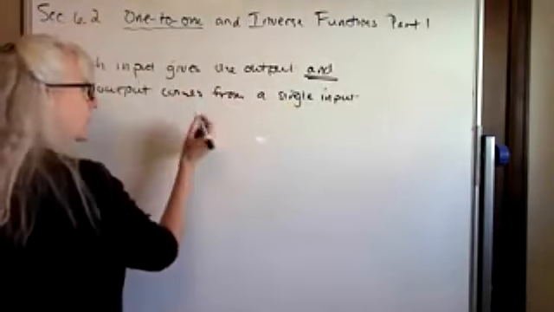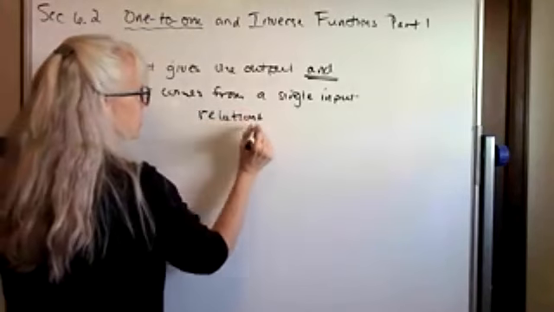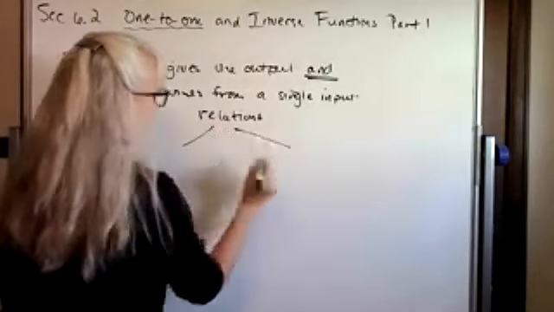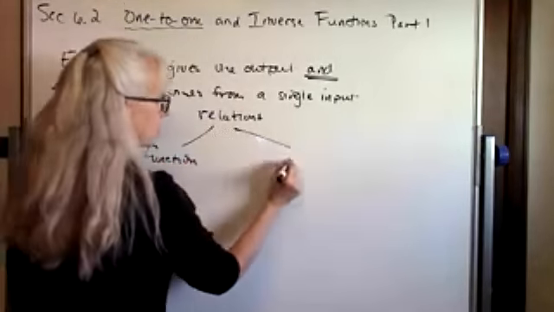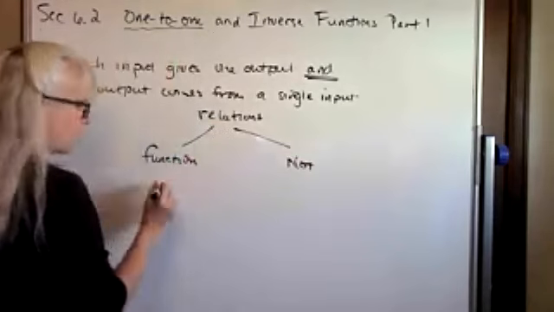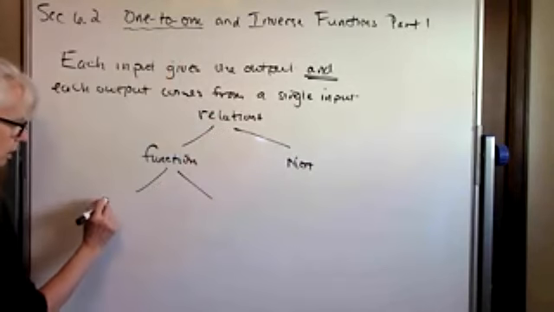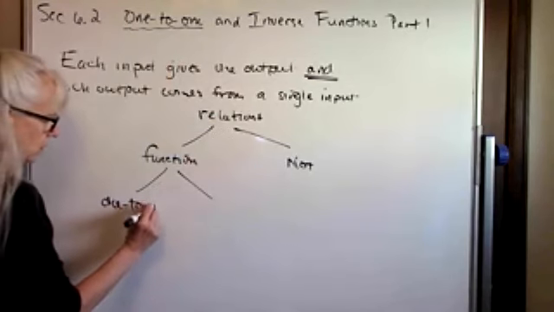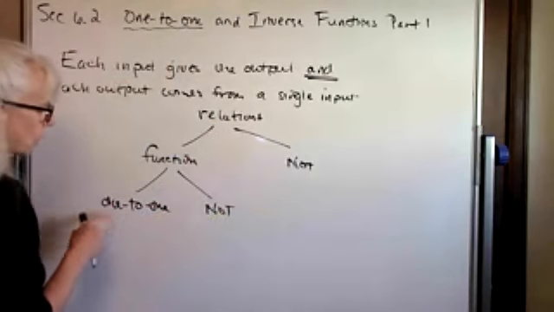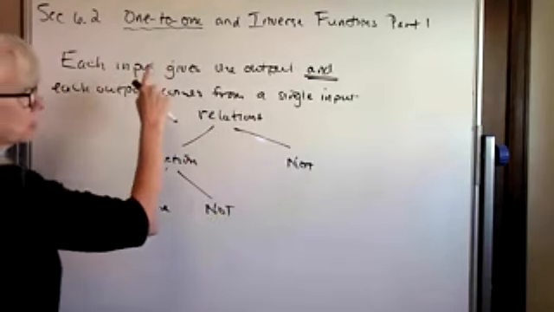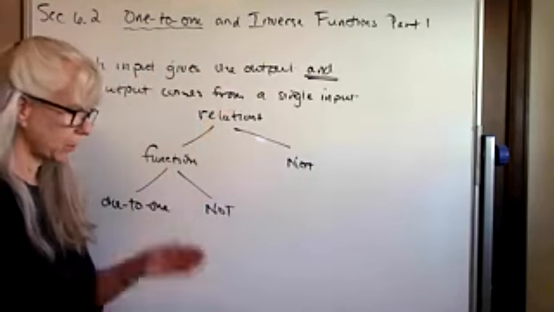So a reminder that what we've done in the beginning, we took all the relations between inputs and outputs, and we classified them as either a function or not. So now what we're doing is we're taking this set of functions and we're going to classify them as something called one-to-one or not. Okay, so a one-to-one function means that not only does each input give one output, but each of those outputs can only come from a single input.